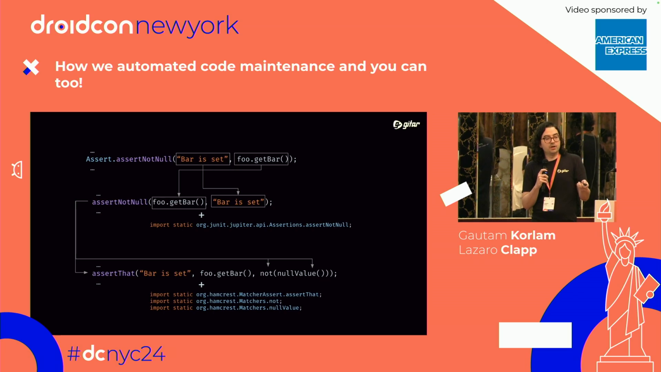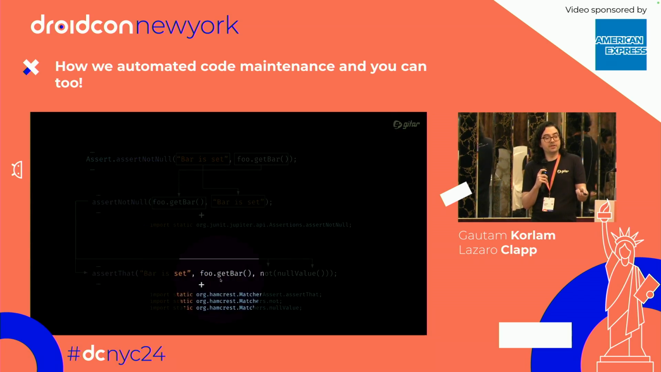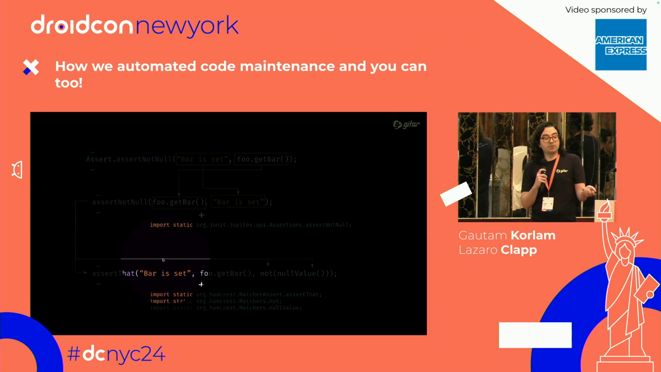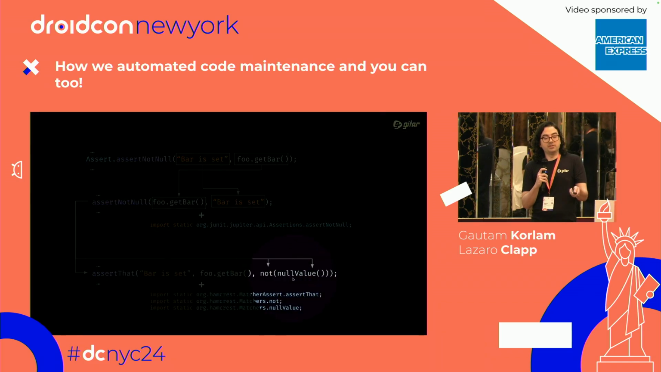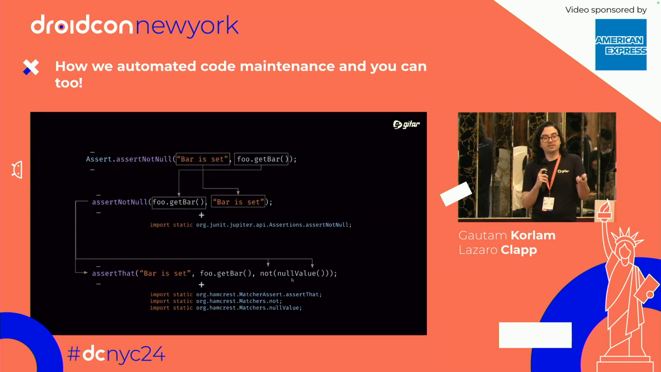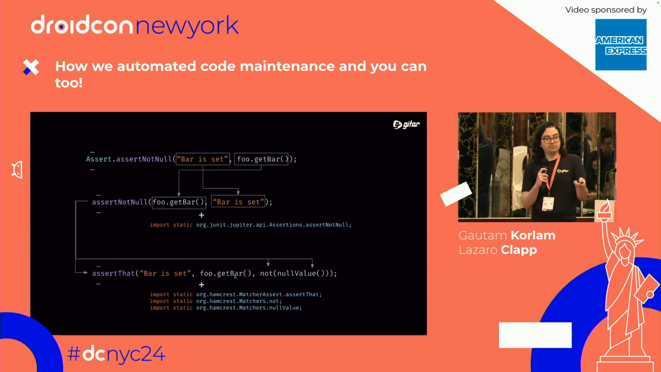And if, instead of JUnit 5 assertions, you want to use Hamcrest, that becomes a little bit more complicated, because one method becomes assertThat, the generic method, with a specific matcher. So now there are multiple things that change for the same method, and you need to remember to add all the corresponding imports.